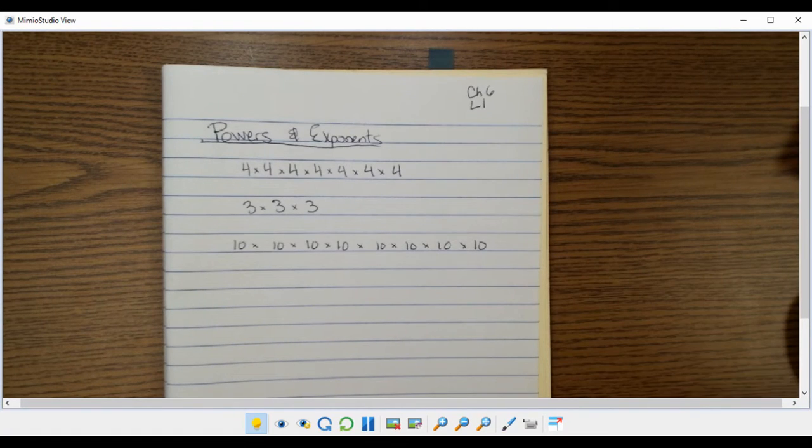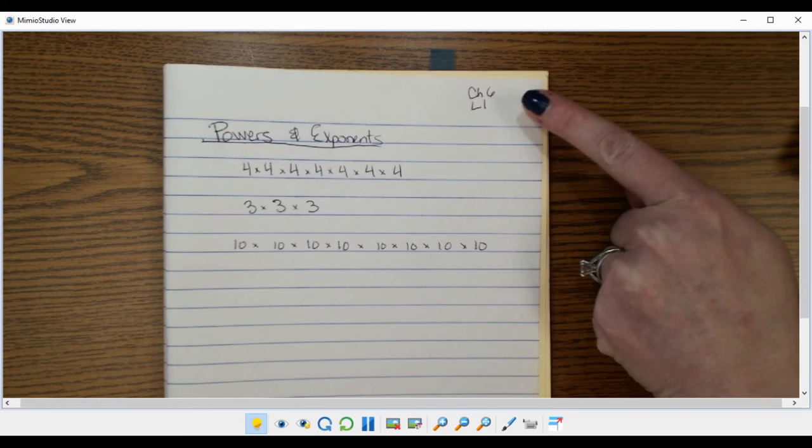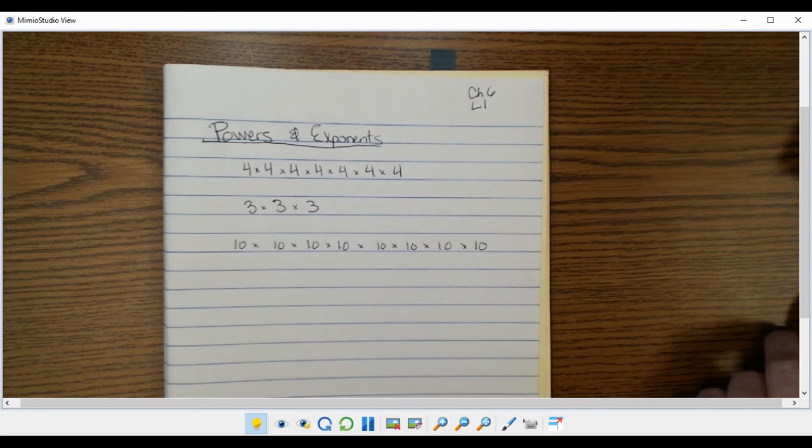So we are going to start our new chapter today with chapter 6, lesson 1, talking about exponents and powers. The words are used interchangeably with these. So I want to start off, exponents or powers are really just a shortcut. It's not a whole lot of computation. There are some things that you can do, but it's a way to make things easier to write.